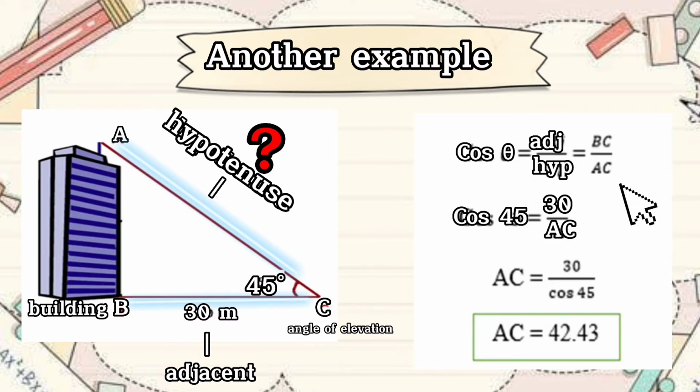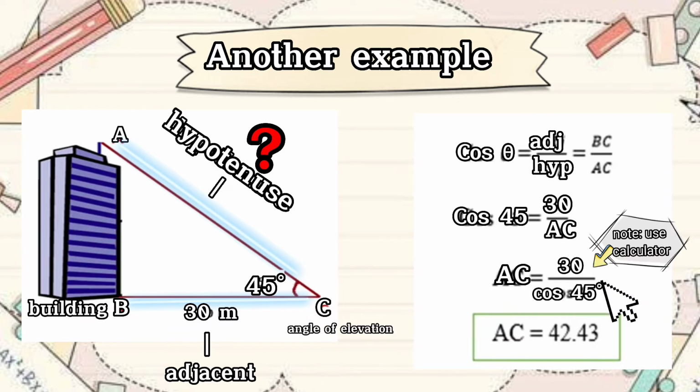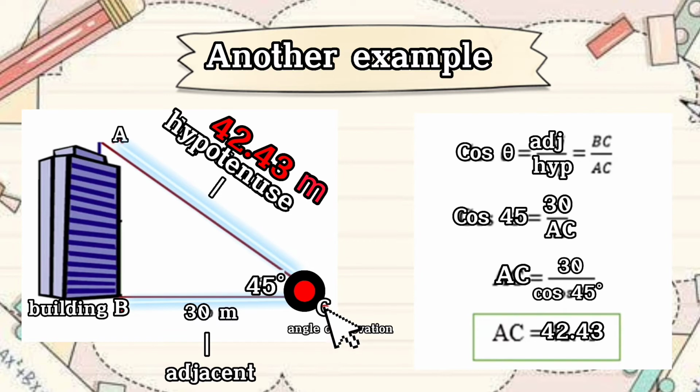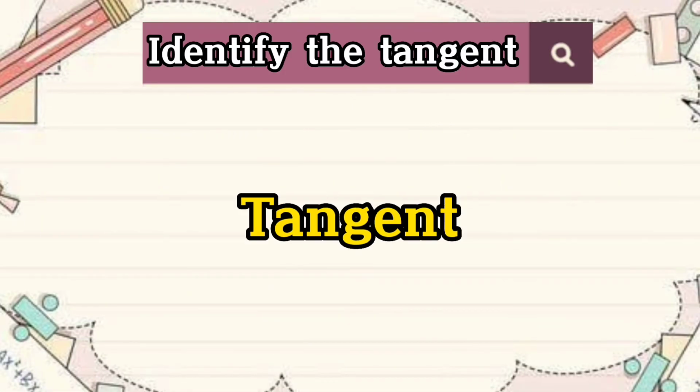So, to get the measure of AC, let us use cross multiplication. And with that, AC is equal to 30 over cosine 45 degrees, and that is equal to 42.43. Thus, the distance between the building from the point of observation is 42.43 meters.